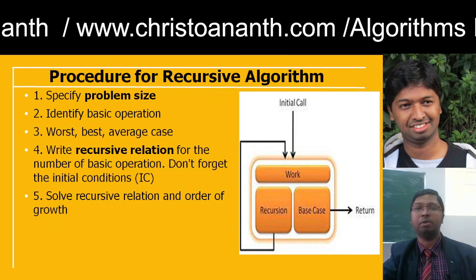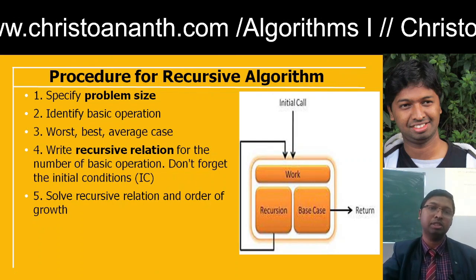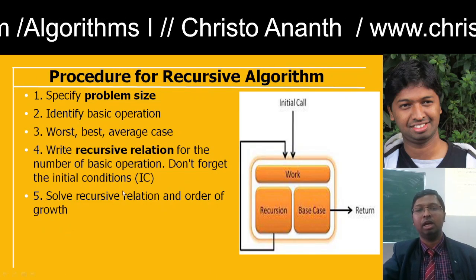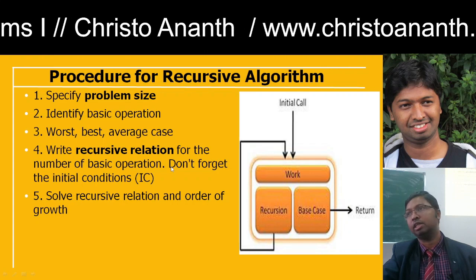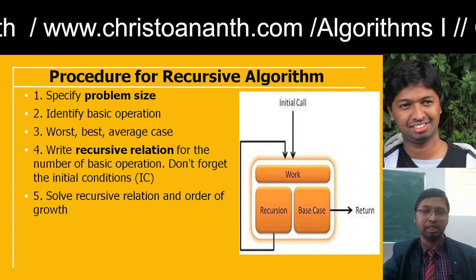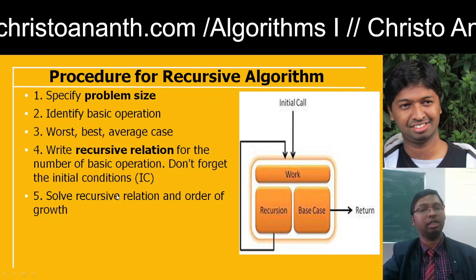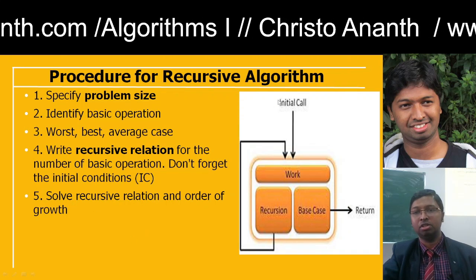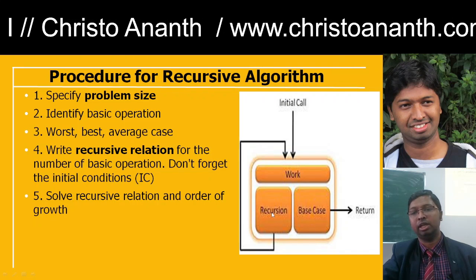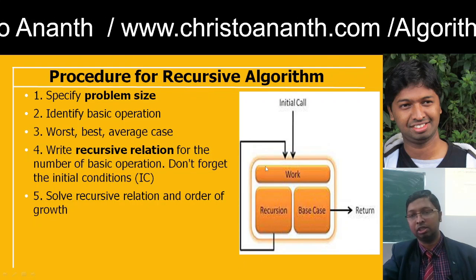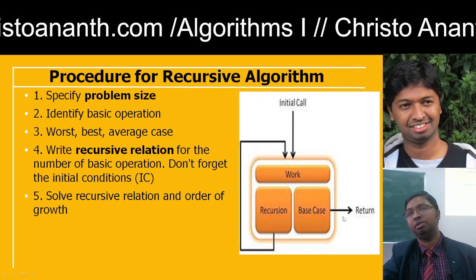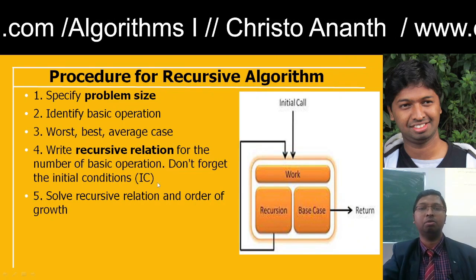Here you specify the problem size, identify the basic operation, perform the worst case and then average case, and you try to write a recursive relation, keeping in mind the initial conditions, and you try to solve the recursive relation and find the order of growth. So maybe in the initial call you'll have work, recursion, and then best case, and after recursion it goes to the initial call once again. The process is completed, and when you try to return the best case, then you output the result.